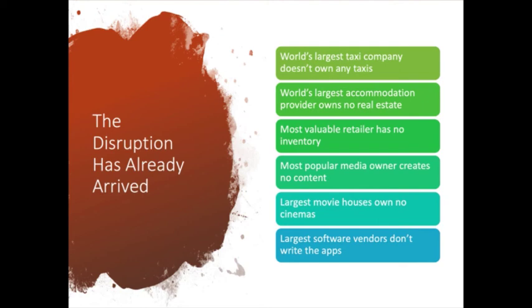Consider, the world's largest taxi companies don't own any taxis. The world's largest accommodation provider owns no real estate. The most valuable retailer has no inventory. Now, these, of course, can refer to these first three, Uber and Lyft, Airbnb for accommodation real estate, Amazon or Alibaba, the most valuable online retailers.